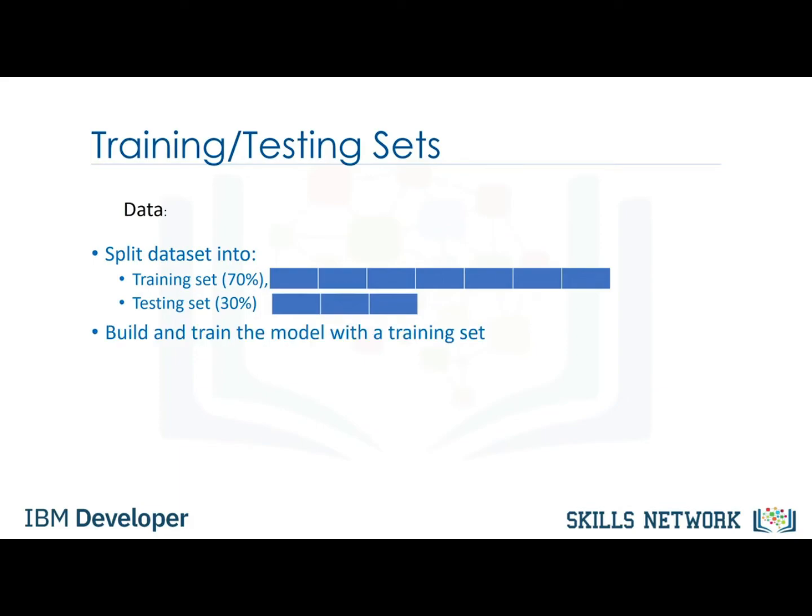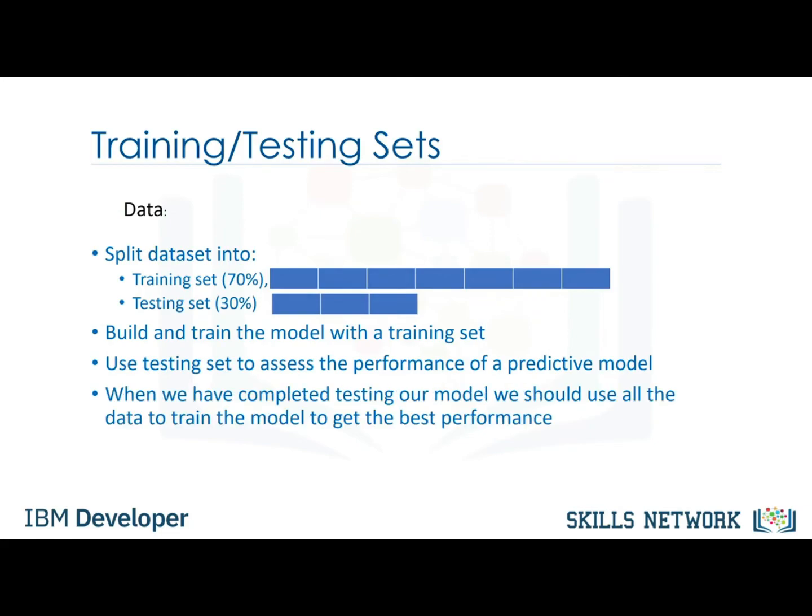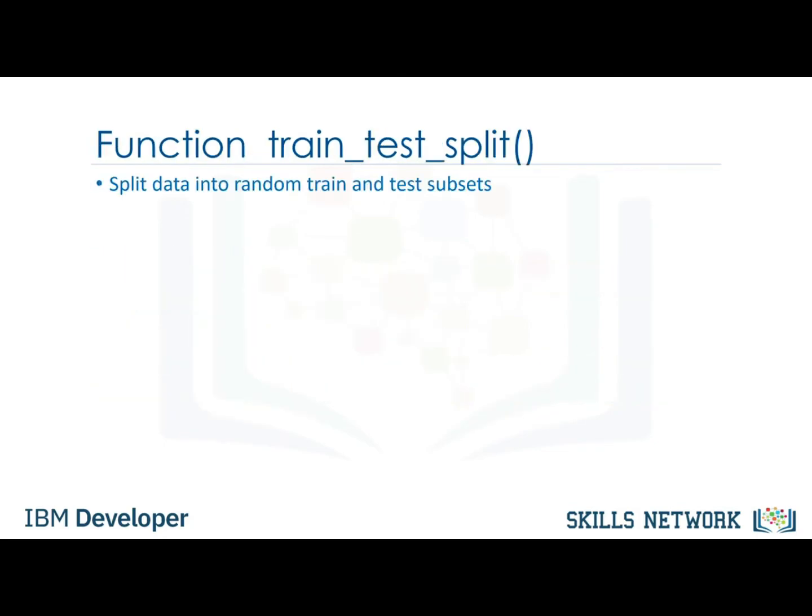We use the training set to build a model and discover predictive relationships. We then use a testing set to evaluate model performance. When we have completed testing our model, we should use all the data to train the model. A popular function in the scikit-learn package for splitting datasets is the train_test_split function. This function randomly splits a dataset into training and testing subsets.